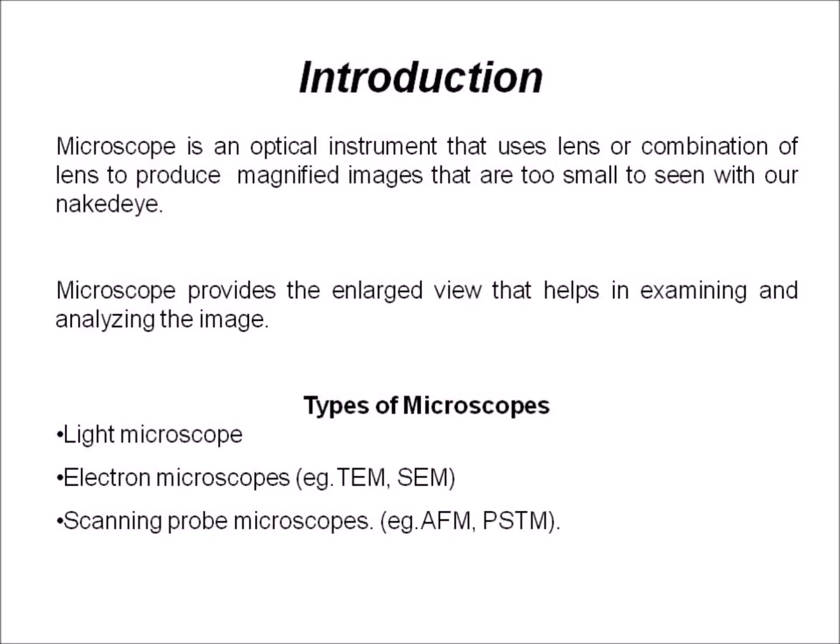A microscope is an optical instrument that uses a lens or combination of lenses to produce magnified images that are too small to see with our naked eye. Microscopes provide an enlarged view that helps in examining and analyzing the image. There are different types of microscopes like light microscopes, electron microscopes and scanning probe microscopes.